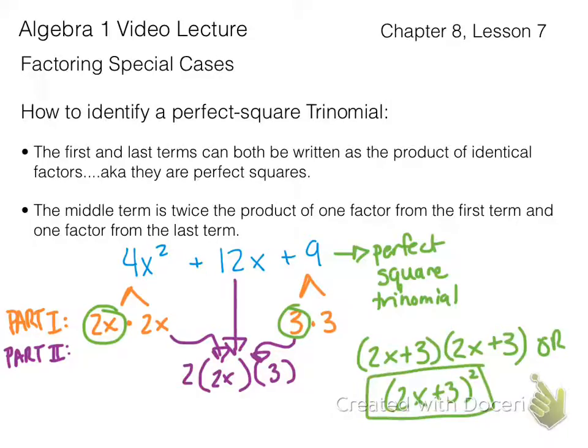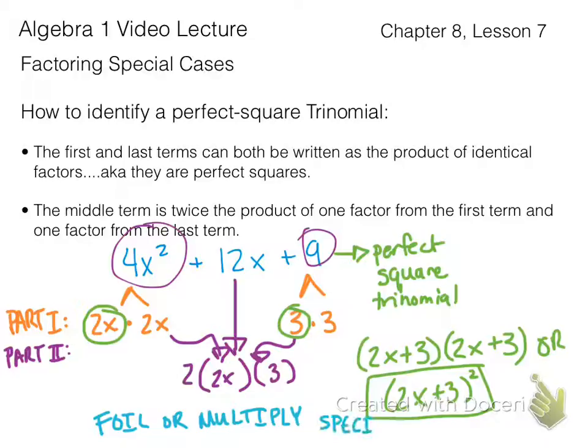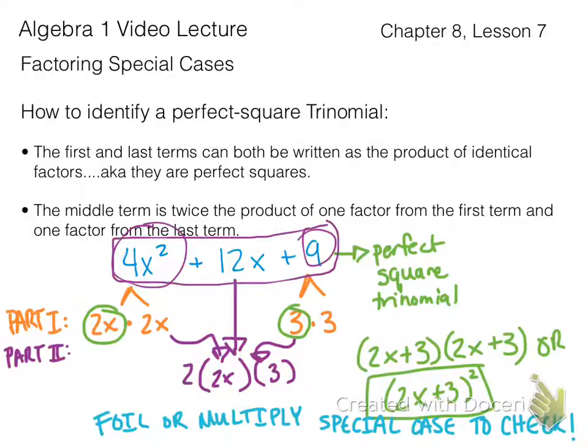All right. So again, if you figure out that the first term is a perfect square and the last is a perfect square, and the center is 2 times the first square root times the last square root, you're going to get the perfect square special case scenario. Okay. So, FOIL or multiply special cases to check your answers. All right, and that will double check that you've gotten the right thing. So if you do 2x plus 3 squared, you're going to get this original answer back out, and you'll know that things are good.